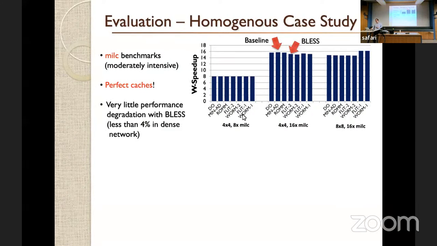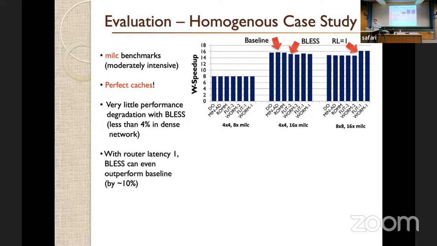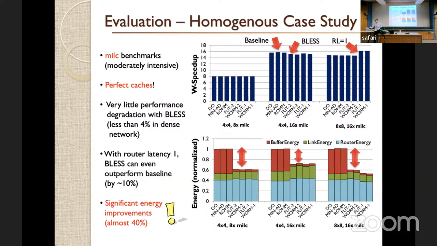Okay, there's a lot here, but we use perfect caches to exercise the network. If you use imperfect caches, packets wait in the memory controller. As a result, the network doesn't get utilized that much. That's why perfect caches induce a lot more traffic on the network. And you can see that there's very little performance degradation, and even performance improvement, if you can reduce the latency using deflection routing. And then the energy reduction is also significant, as you can see.